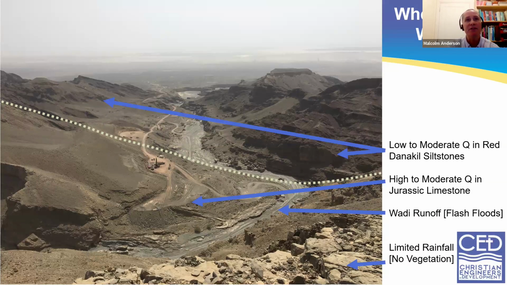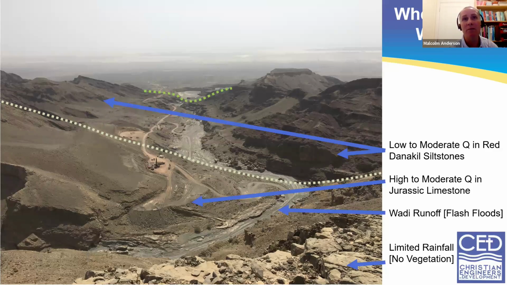Neogene Danakil siltstones. These are red beds, but silty rock. And in both those cases, you get a high to moderate flow rate in the limestone, and you get a low to moderate flow rate in the red Danakil sandstones. If we wanted to put in a supply for a school, both would be fine. They both have good enough capacities.